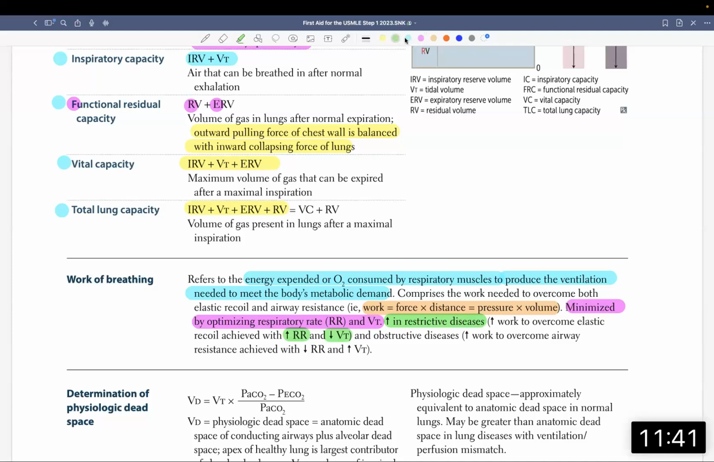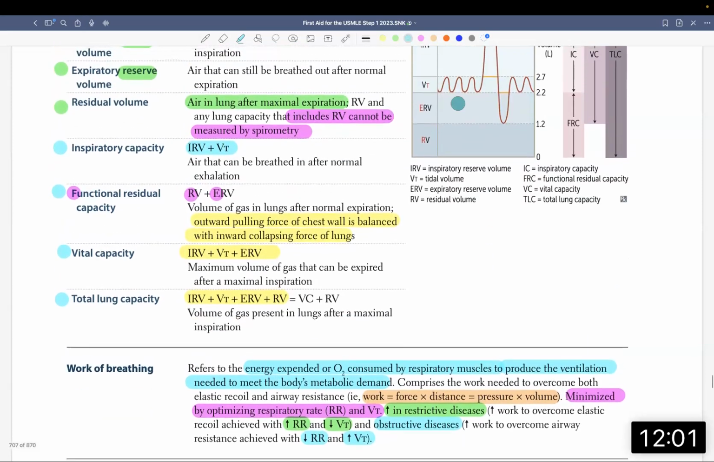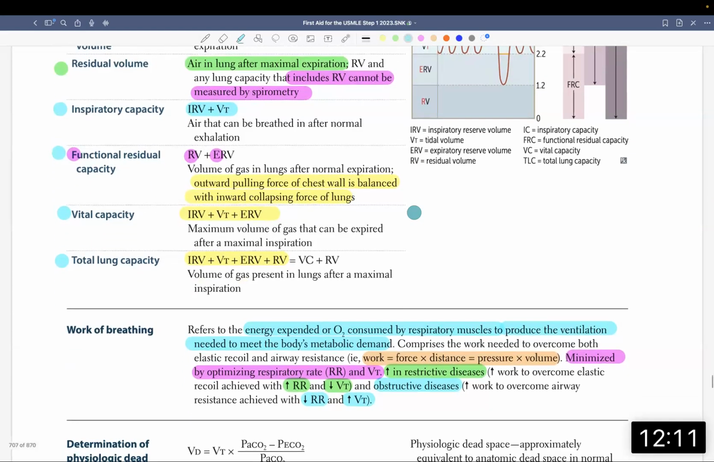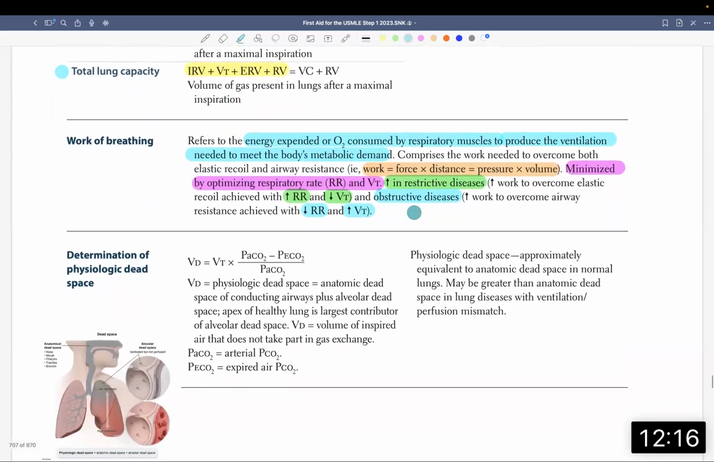Then in obstructive lung diseases, it's increased here also, but the reason is increased work to overcome airway resistance. In obstructive disease, the airways are resistant. That's the main problem. So how do they manage? Decreasing the respiratory rate and increasing the tidal volume. So if normally tidal volume is this much, they'll take more air in and out. Slow and deep. So decrease respiratory rate and increase tidal volume. Okay, that's work of breathing.